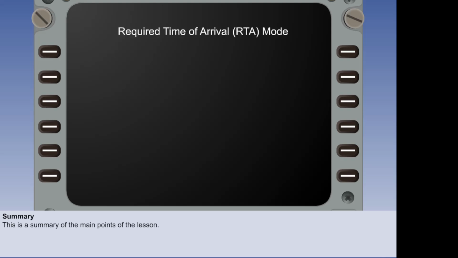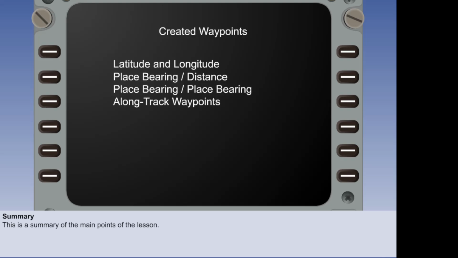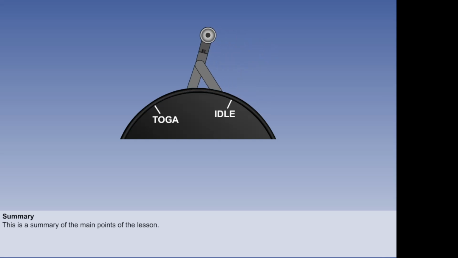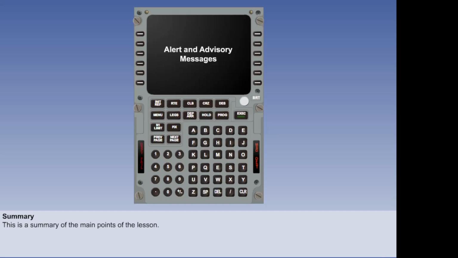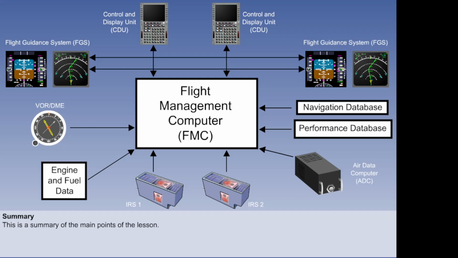A required time of arrival mode is available in order to arrive on time at some designated waypoint, such as the final approach fix, holding fix, or airport. New waypoints can be created by the pilots using one of the 4 acceptable entry methods. These cannot be entered into the permanent memory. The IRS position is not updated after initial entry. However, the FMS position is first updated on takeoff. Finally, we looked at some typical alert and advisory messages. This concludes the 2 lessons on the FMS.